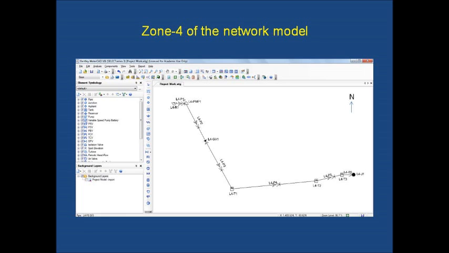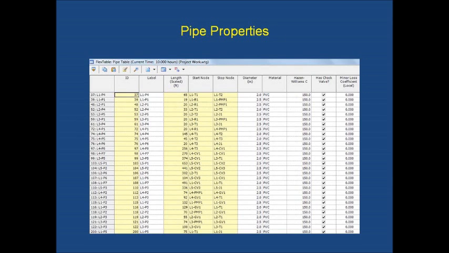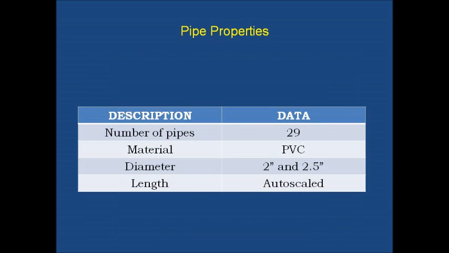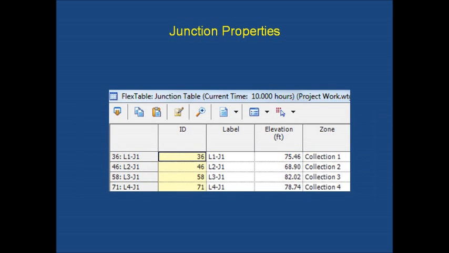In the WaterCAD V8i software, we have the pipe properties. It was listed using the flex table of the software, and the current time used is 10 hours. Pipe properties: we have number of pipes 29, material PVC, diameter 2 inch and 2.5 inch, and length is auto scaled. The junction table, the current time is 10 hours. You can see the elevation of the junctions.